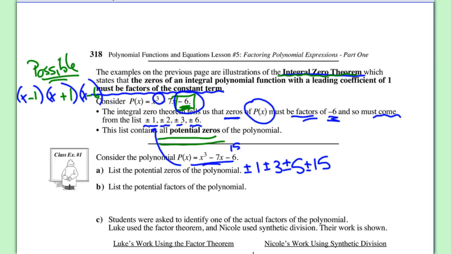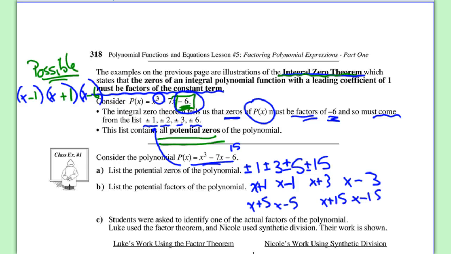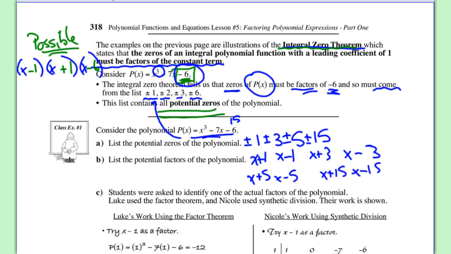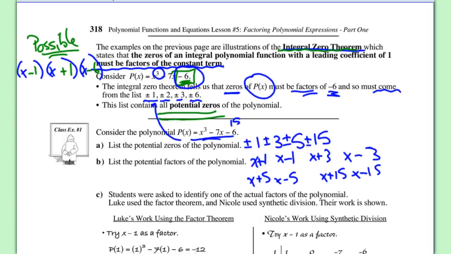So what are the possible factors that could come out of that? Well, we could have x plus 1 and x minus 1. We could have x plus 3 and x minus 3. We could have x plus 5 and x minus 5, and we could have x plus 15 and x minus 15. Those are all the possible factors that you could have for that. And you have to pick 3 of them that would work out, right?